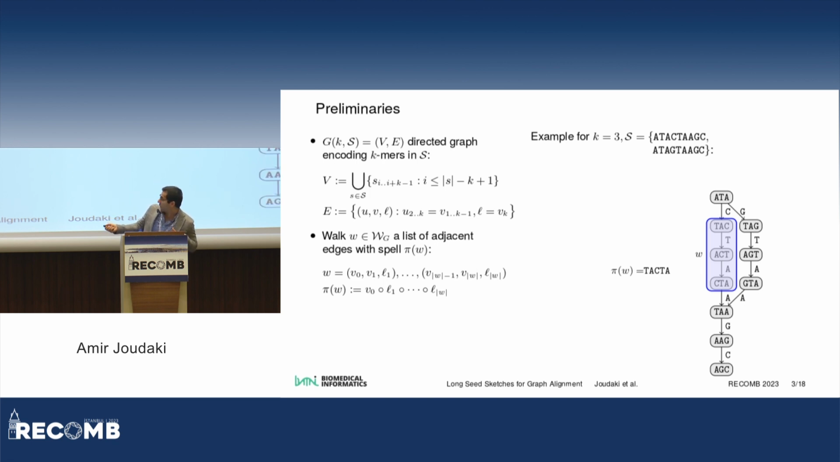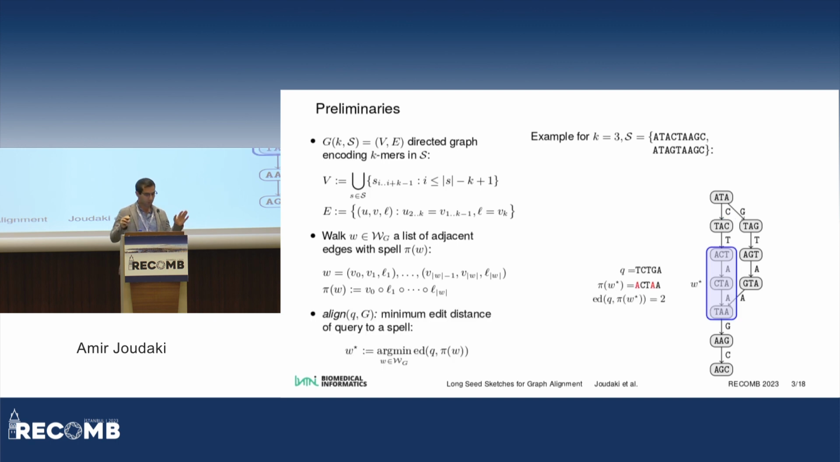You can see here that for this walk, you have one k-mer and then two edges, and then you concatenate them, and that's the spell of the walk. And now, finally, we can formalize sequence to graph alignment: given a query, you want to find the closest spell to that query by some traversal of the graph.